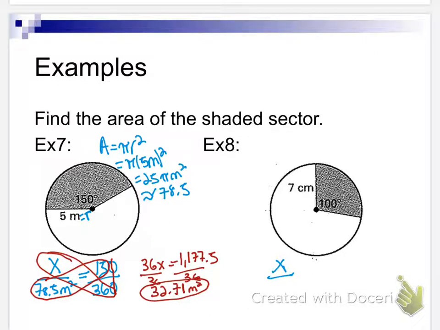On the next one it says the same directions: find the area of the sector. So remember it's area of the sector over total, so I'm going to leave that x there. The total area is area equals pi r squared. Pi, my r is again that 7, that's my radius, 7 centimeters squared. That gives me 49 pi centimeters squared. I'm going to try 49 times my pi.